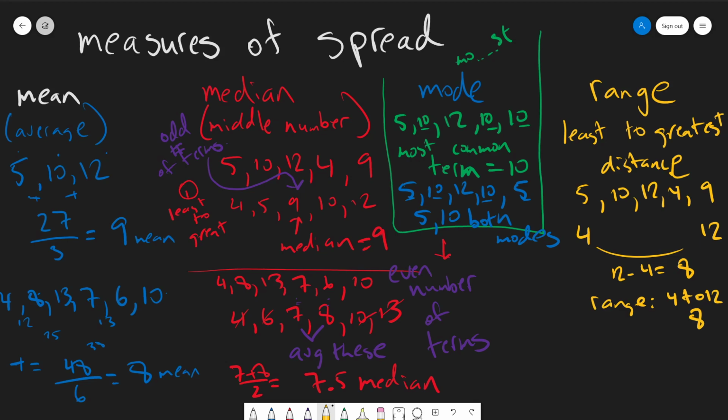Similarly, you could do this with the bottom set. If I had my 4 and 13 set, I would do the same thing. I would say the range is 9, or from 4 to 13. A distance of 9, and from 4 to 13. I think both parts are important.